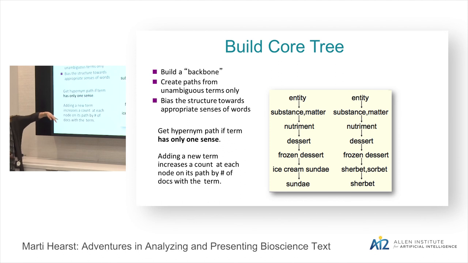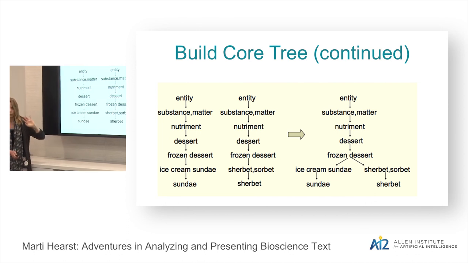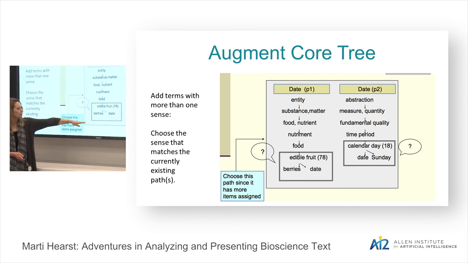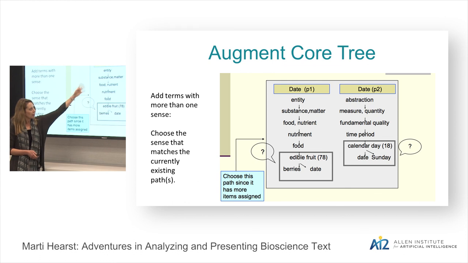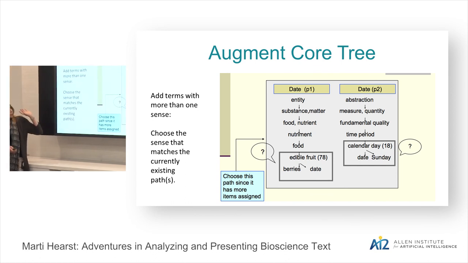And you count how many times you see them in your document collection. Then you merge all those singleton paths, these unambiguous ones, and you build a core tree. You build a skeleton of a tree. And these are all the right senses. You're sure they're the right senses because they only had one sense. Then when you have ambiguous words like date, you assign it to the more frequent path, assuming that one really dominates the other. So in this case, it will go into the berry path, not the calendar path, because it dominates. So that's all it is. You can disambiguate because that's dominating. So that's the heuristic. And it works really well. Dates are fruits. That's it.